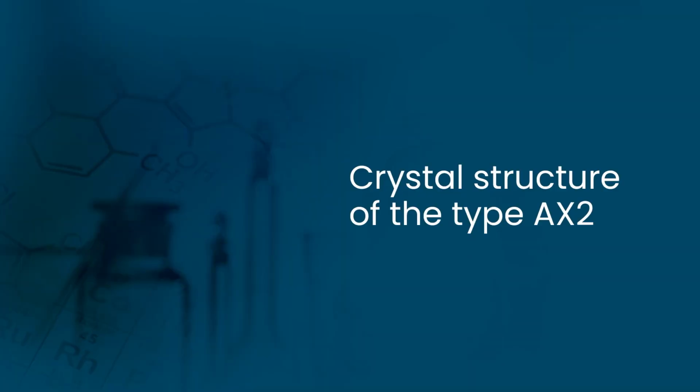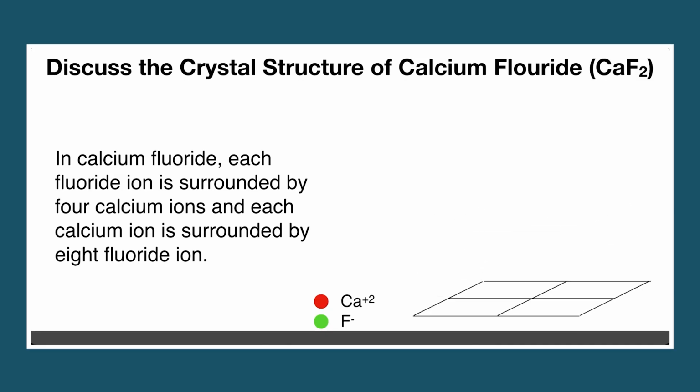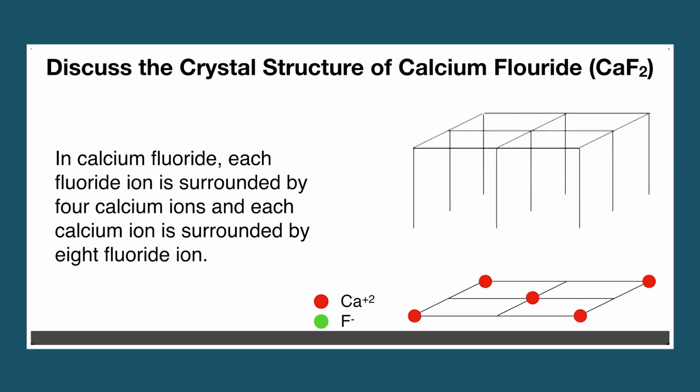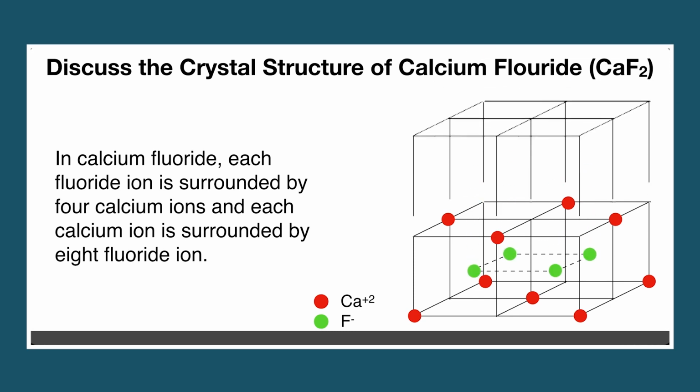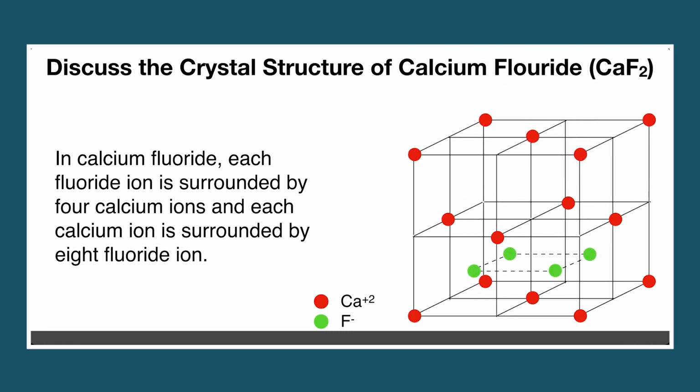Next, crystal structure of the type AX2. First example is calcium fluoride, CaF2. Calcium fluoride is a solid and has a cubic close packed structure, CCP. The unit cell of calcium fluoride is shown in the figure. The calcium ions are represented by hollow circles and fluoride ions are represented by solid circles.